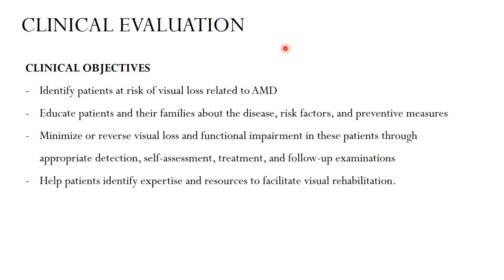Educate the patient as well as the family about the disease and the risk factors, so that if their daily lifestyle is a contributing factor, then it can be reduced. The sooner you do, the better. So help the patient identify the specialist or expertise and find the resources to facilitate the visual rehabilitation.